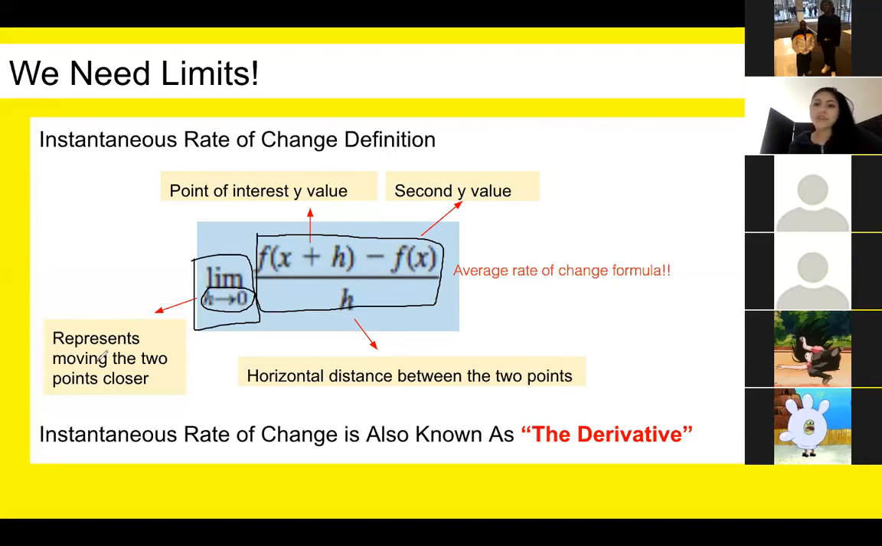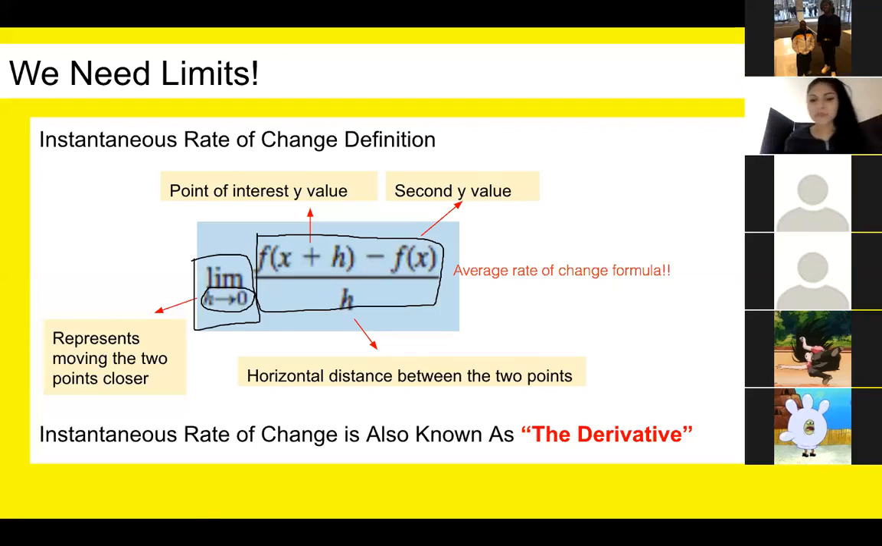In this class, you won't be asked to calculate using this formula. What you will be asked to do in your mini final is to estimate instantaneous rate of change, which we could do because we know the concept of moving 2 points closer to each other. That's what you're going to be doing in our mini final.